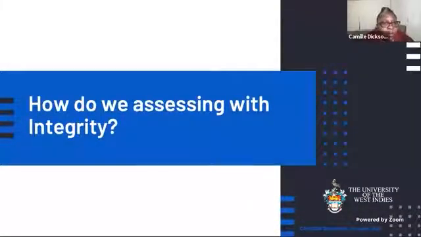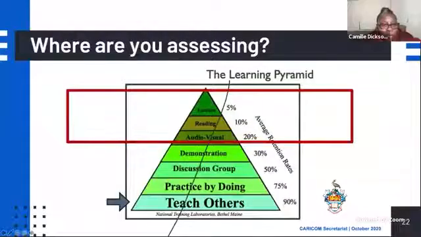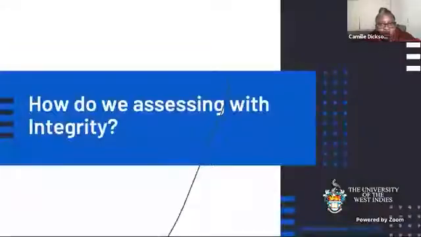So how do we assess with, I have some bad English there. How do we assess with integrity? So we thought this whole workshop is about authentic assessments. And the idea of using authentic assessments, it helps improve the integrity of the assessment so that we get that higher order thinking that we saw in Bloom's and more learning, as we saw in the classification here, where we talk about demonstration, discussion groups, practice by doing, teaching others, that occurs more within your classrooms.